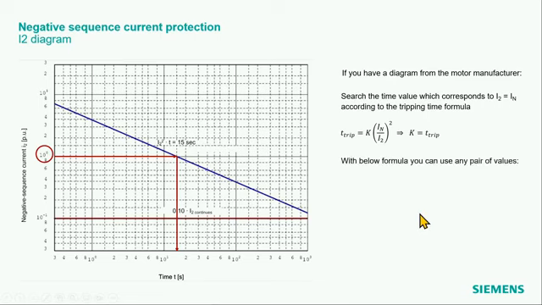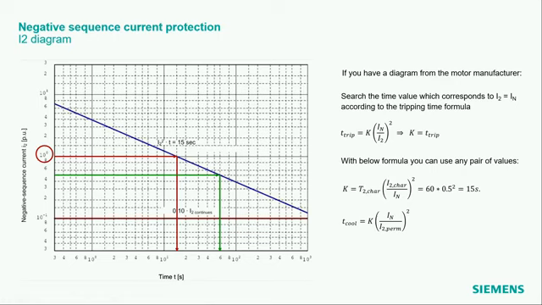Relatively simple. And you could also use other pairs of settings. With that formula, you will come to the same K value. This is just that equation reorganized, and then you come again to 15 seconds, basically. This is also following our rule for the tripping time. So this fits perfectly.